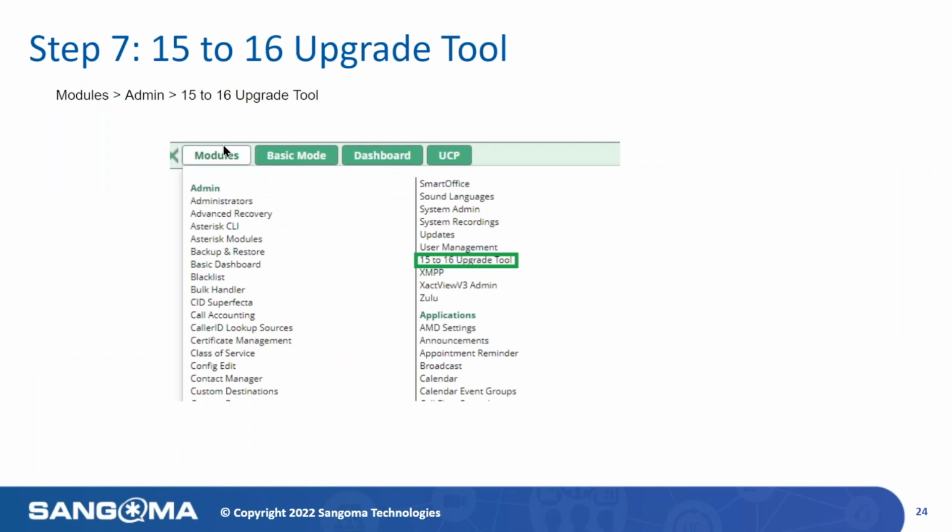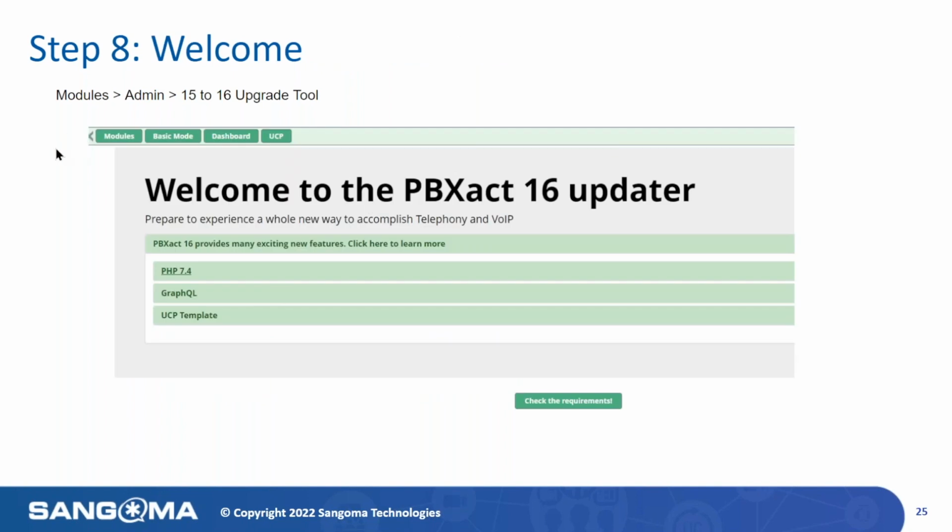Once the PBX upgrade module is installed, you'll be able to find it again in the PBX GUI under modules, admin, 15 to 16 upgrade tool. You'll want to click that. After selecting the upgrade tool, the page will reopen. You can check the features of the PBXact 16 upgrade by expanding the tabs that are here. As mentioned before, we're talking mostly about the UCP templates, GraphQL, and the update to 7.4 PHP.